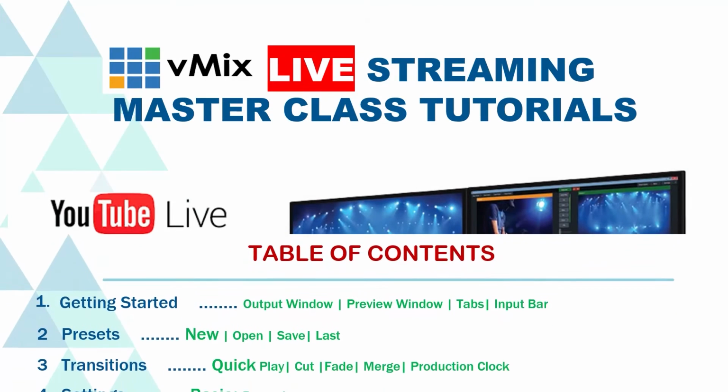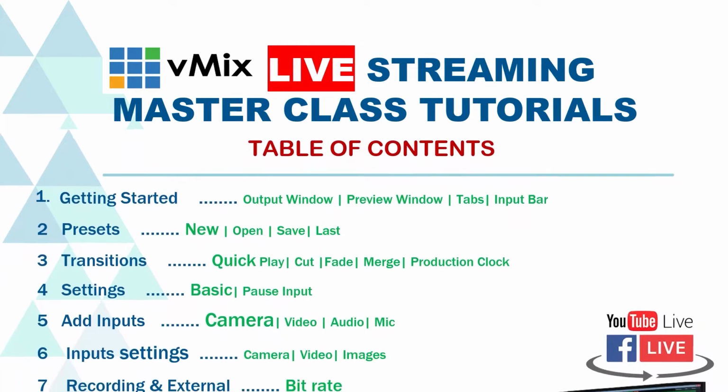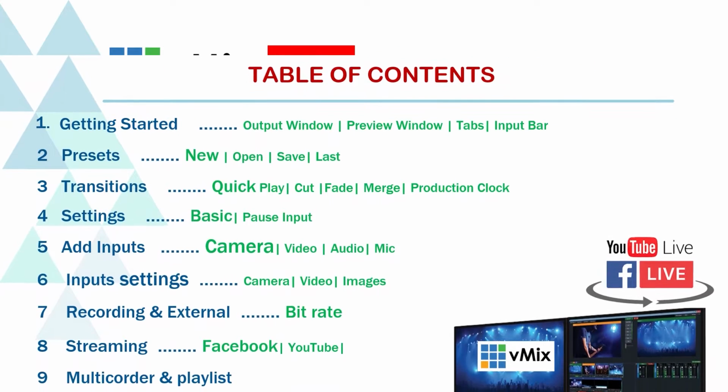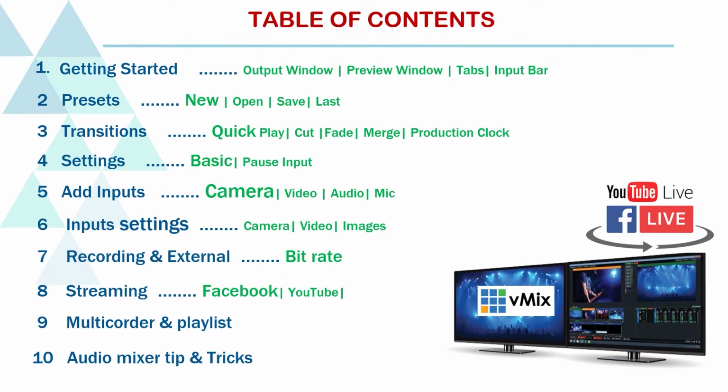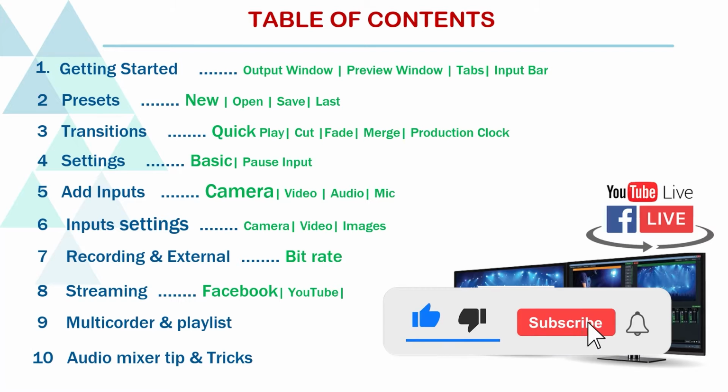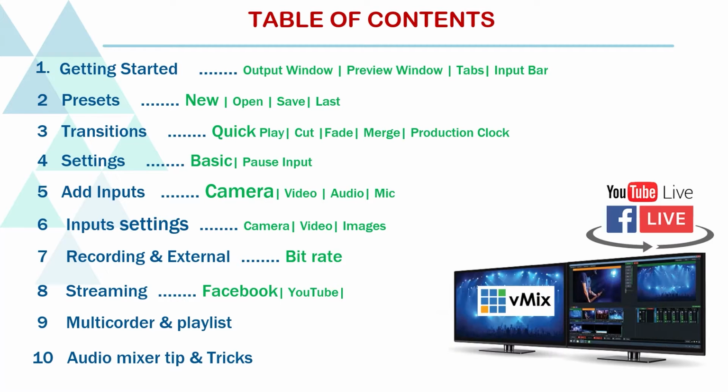This is the table of contents you are going to follow throughout the tutorial. You can see that it's really loaded, so it's going to be interesting. The first section we are going to look at is getting started. We will go through the interface of the software, and we will see the output window, the preview window, the tabs, and then the input bar. After that, we move to the presets, then the transitions, the settings, add input settings, recording and externals, streaming, multicorder and playlist, audio mixer, tips and tricks.